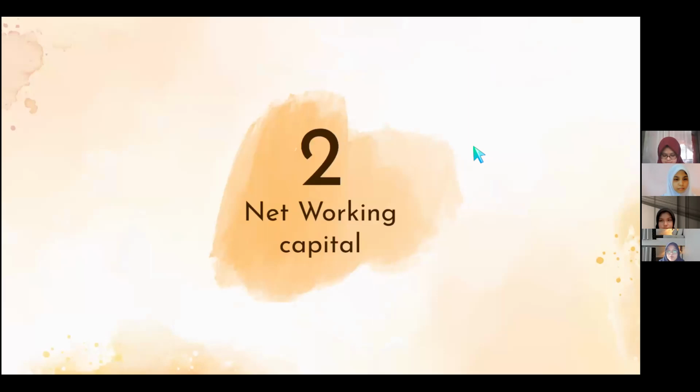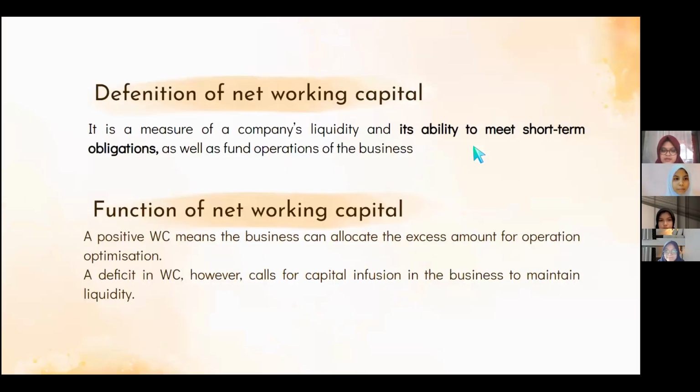As for the next topic, which is the net working capital, will be explained by Nabila Handika. To Nabila Handika, the time is yours. Okay, thank you, Safa. The next topic is net working capital.